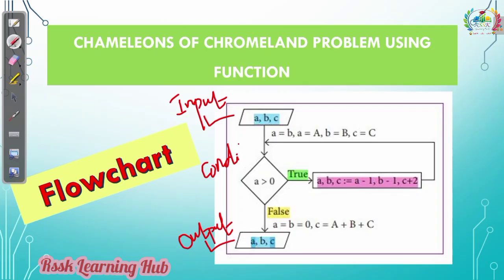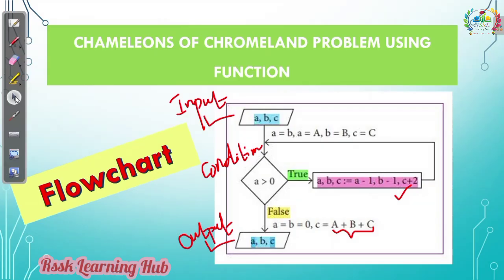So the condition is if A is greater than B. This is the while condition you are writing here. If it is true, the value of A is decremented by 1, B is also decremented by 1, and C is incremented by 2. Right, this is the part. If it is false, what will happen? The A value and B value are assigned 0. Automatically C will get the value of A plus B plus C. Then you can print your output. Okay, this is the part for writing a flow chart for the Chameleon problem.